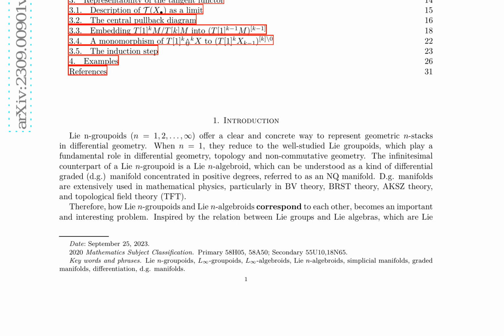Through illustrative examples, the authors demonstrate the concepts discussed. The paper concludes by highlighting the significance of the correspondence between Lie n-groupoids and Lie algebroids, which has far-reaching implications for mathematical physics and geometry.